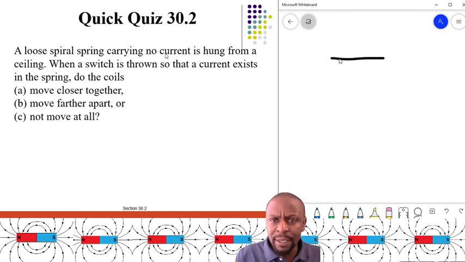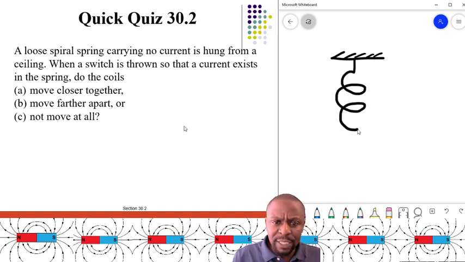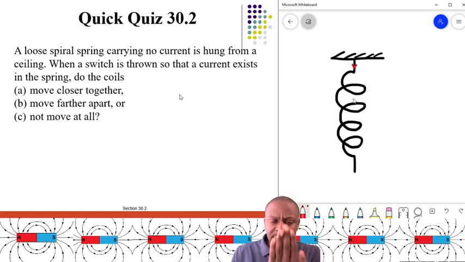Now you've got a ceiling here. I'm going to plot this as my ceiling, and then I've got a spiral of a spring. Let me just draw it up to say here. Now say you send current in that spring. For example, I'm going to use the red color to denote the current. To the side of my spring, the current will be going in that direction. To this side, which is very close to me, the current will be going in that direction. Now, for the other side, which is farther from me, the current will be going in that direction.